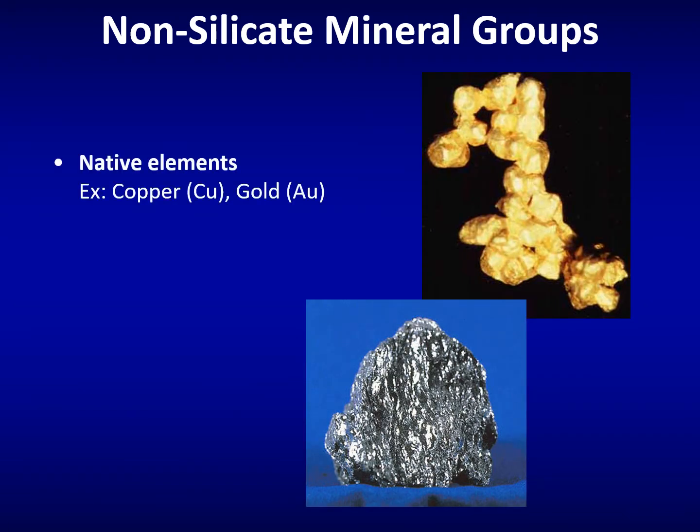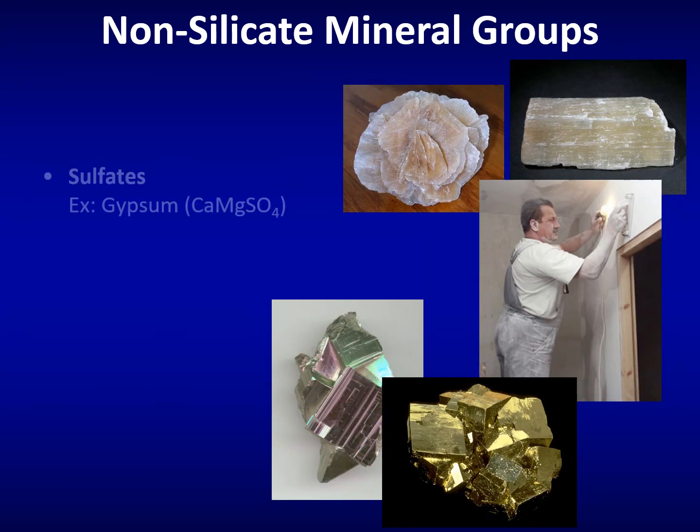Native elements also constitute minerals. Copper, gold can be minerals. Oxides are minerals that have the base of oxygen. Hematite is one example. Sulfates and sulfides are sulfur-based minerals. Gypsum is an example of a sulfate, and a sulfide would be like pyrite, which is called fool's gold. It looks like gold, but it's actually much harder, and when you powder it up, it turns black.